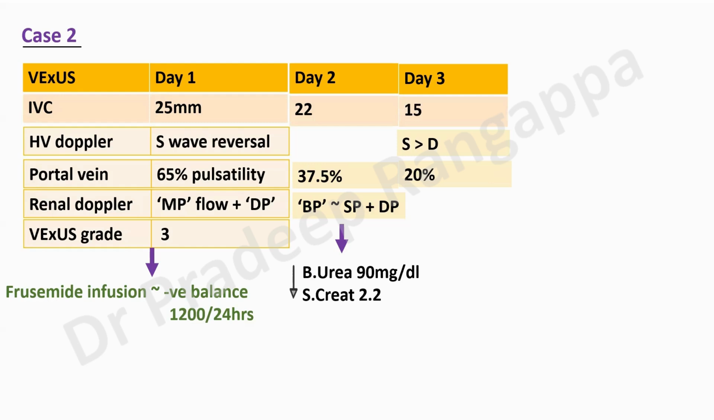Day 3, they continued furosemide infusion. IVC came down to 15, 1.5 centimeters. And on hepatic vein Doppler, S was greater than D, which is a normal hepatic vein. Portal vein pulsatility became 20%.